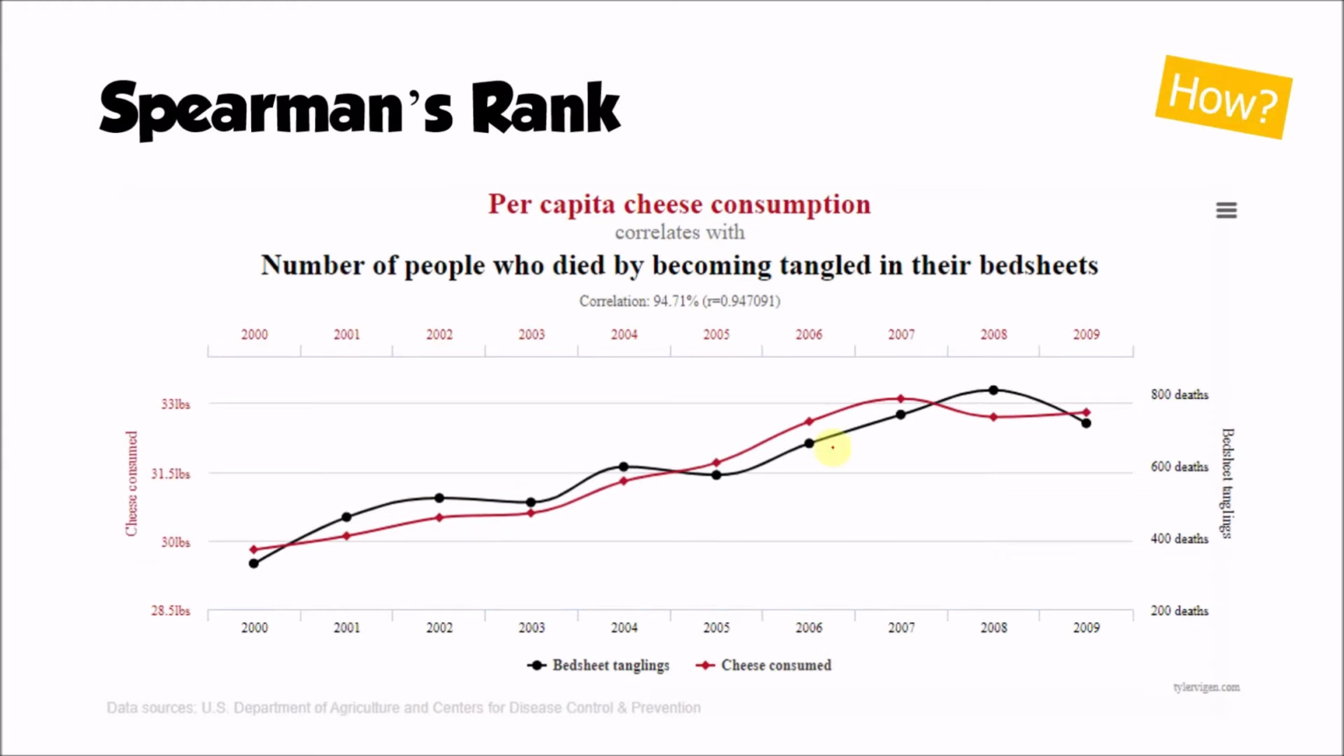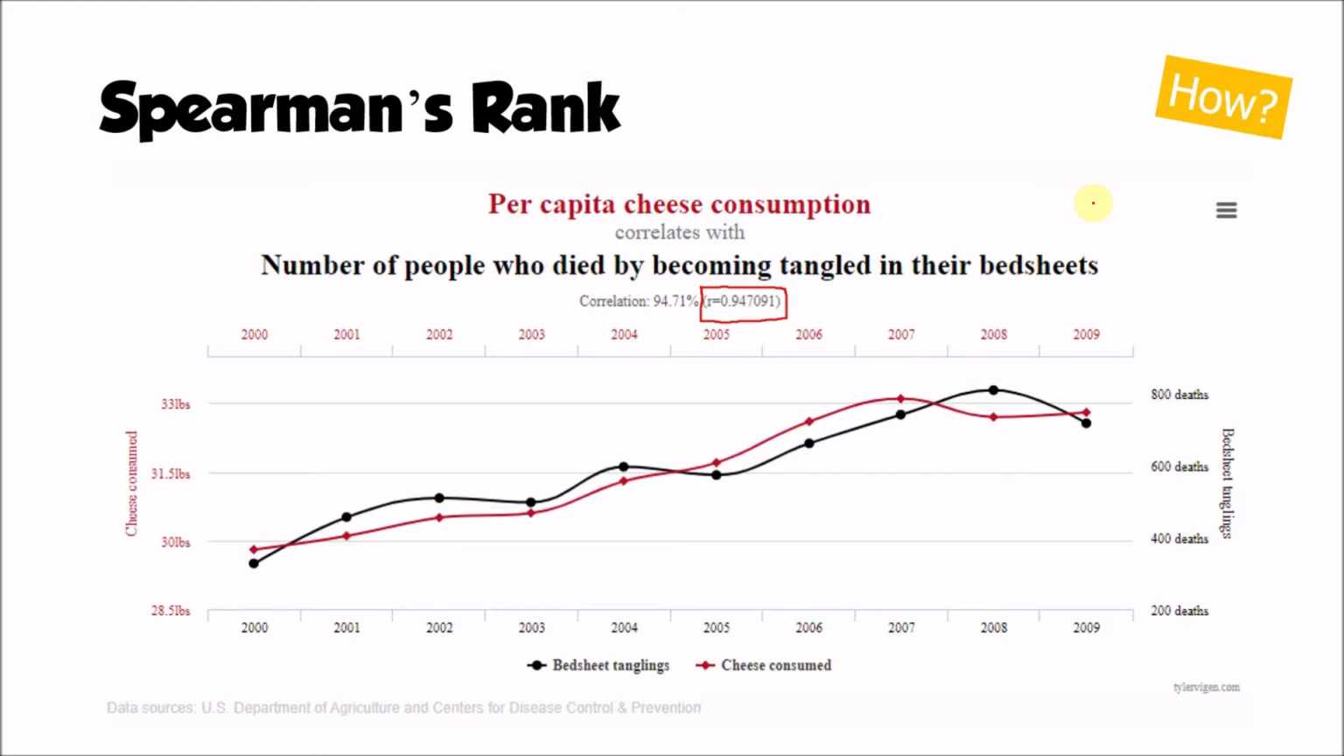Another example here, an even stronger correlation. This actually fits together with a Spearman's rank value of 0.94, so a really strong positive correlation here. And this is looking at the relationship between the amount of cheese people eat per capita and the number of people who die by becoming entangled in their bed sheets. Again, another clearly random relationship that has no bearing to reality at all. These two things just happen by chance to fit together.